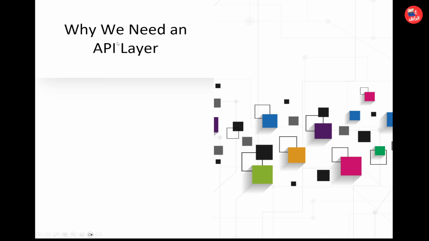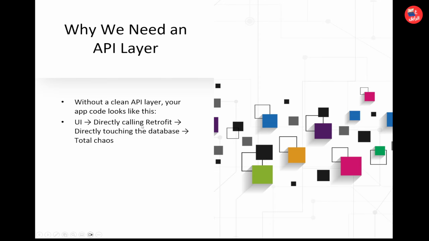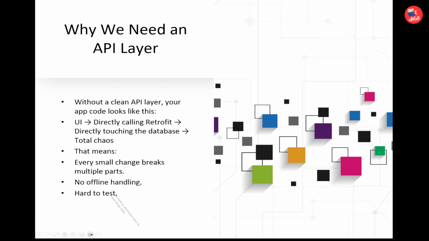Why do we need an API layer? Without a clean API layer, your app code looks like this: UI directly calling Retrofit, directly touching the database. Total chaos. That means every small change breaks multiple parts. No offline handling, hard to test. And we need an abstraction layer to keep things clean.